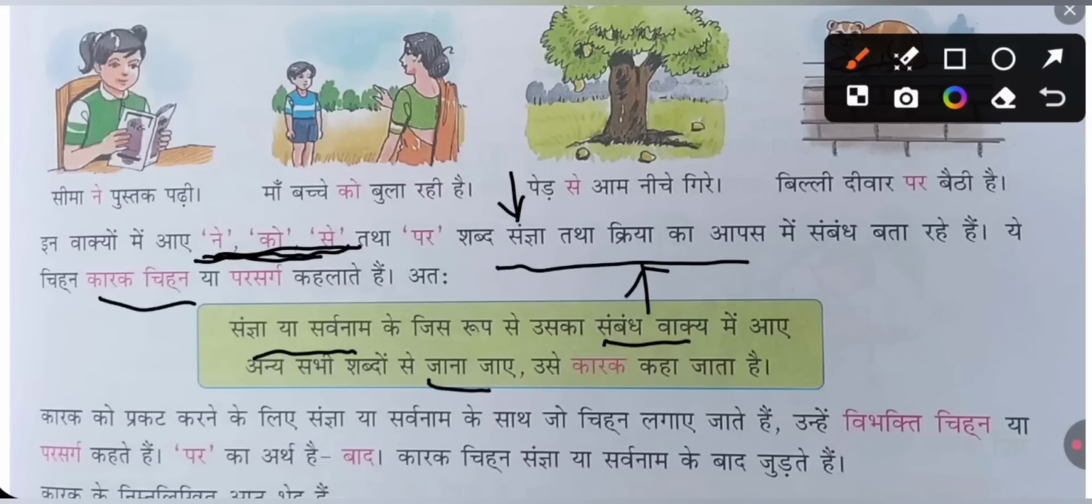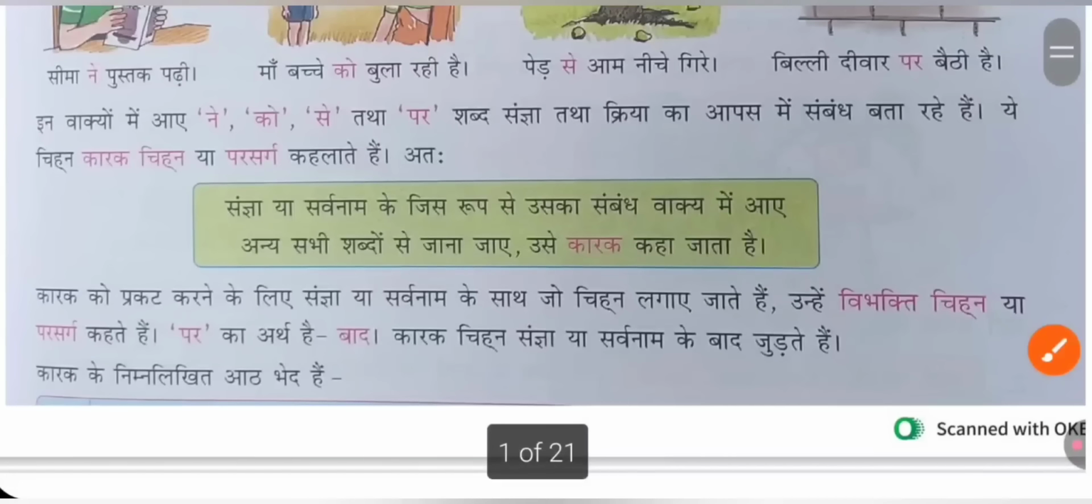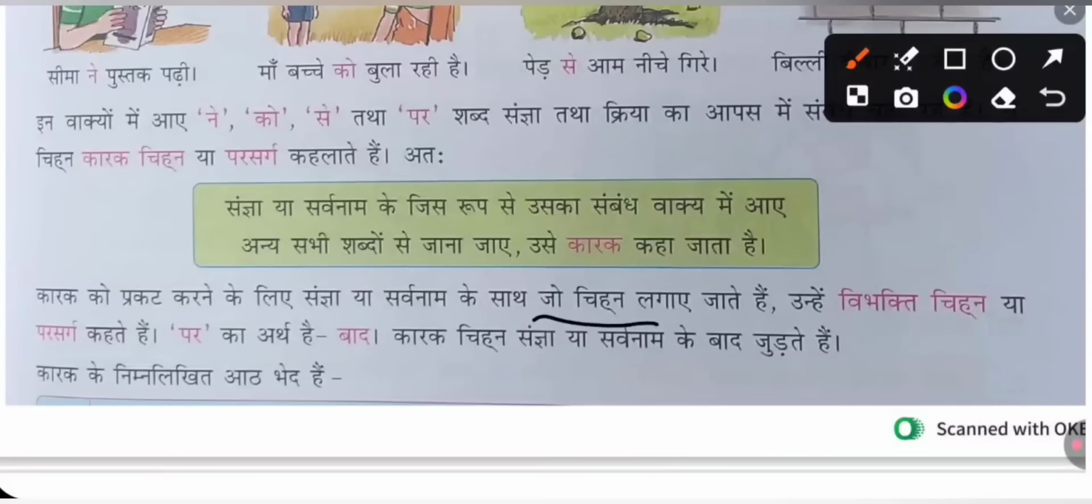So we can say the pronoun or the noun whose relationship with the other words in the sentence we are able to get to know, that word is said to be karak. कारक को प्रकट करने के लिए संज्ञा या सर्वनाम के साथ जो चिन्ह लगाए जाते हैं उन्हें विभक्ति चिन्ह या परसर्ग कहते हैं. So symbols that are placed after a noun or pronoun to indicate its case are called parsarg. It's the position which gives the relationship of the noun or the pronoun, how it is connected to the action word or to the rest of the words.